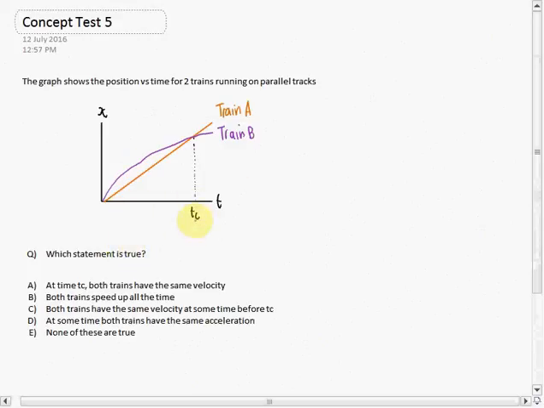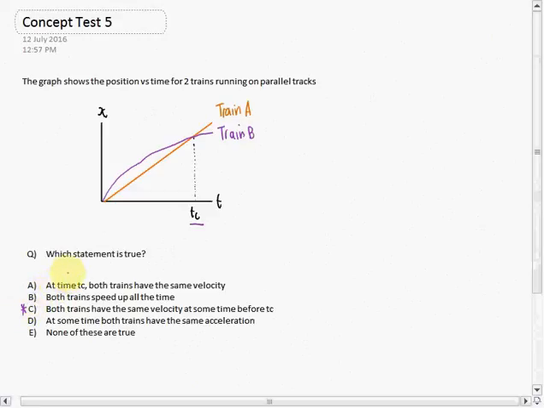At time tc, so that's just the time over here, both trains have the same velocity; both trains tend to speed up all the time; both trains have the same velocity at some time before tc; at some time both trains have the same acceleration; or none of these. Okay, so pause the video, try and figure out which one of those statements is true, and we'll take it from there.